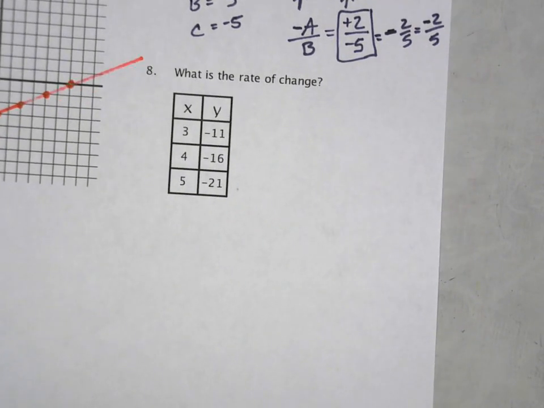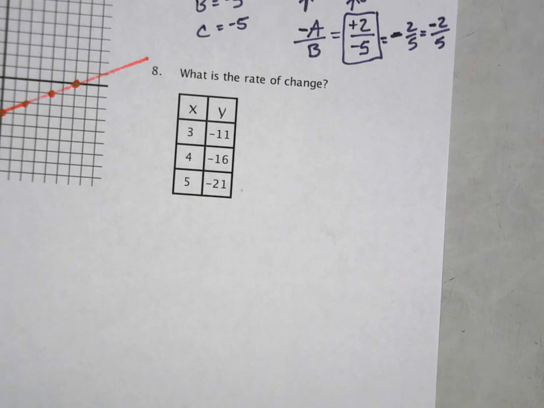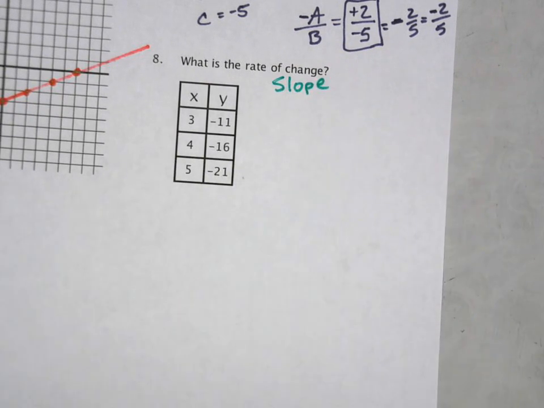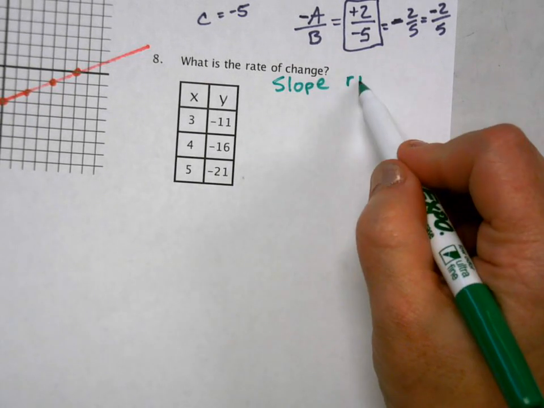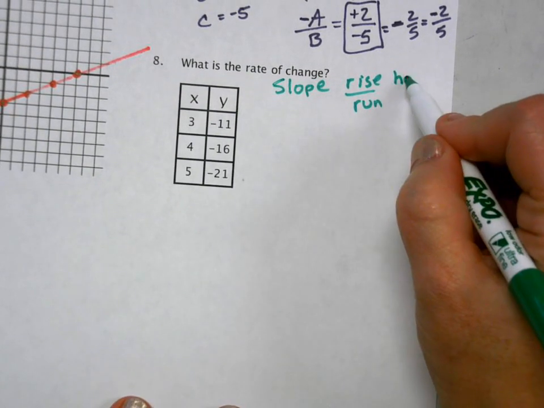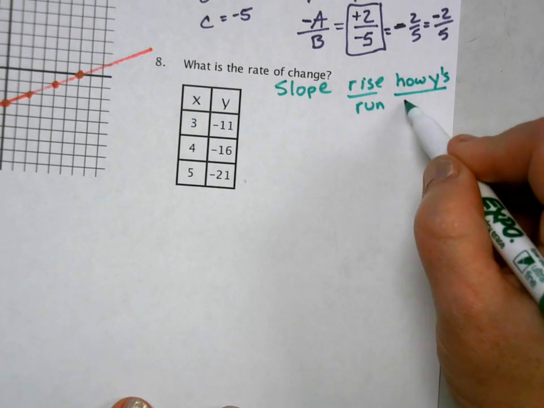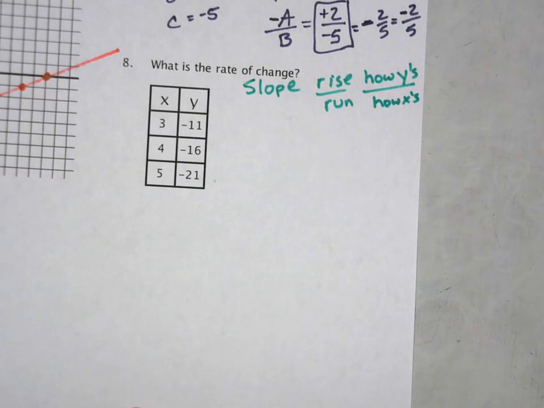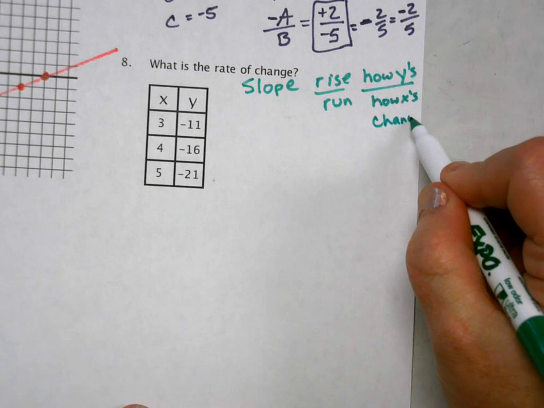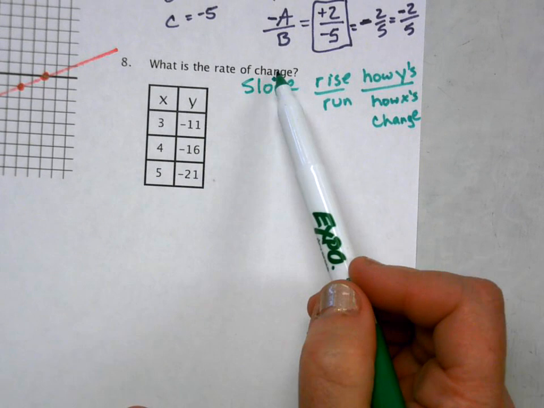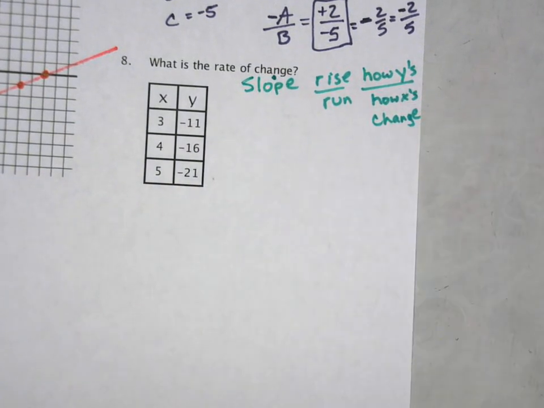Lastly, the rate of change. What is the rate of change asking me? What is the slope? What is the slope? And my slope, my rise over my run, right, is telling me how my y's change over how my x's change. That's why it's the rate of change. That's where the term rate of change comes from, is because it's talking about how they change with respect to each other.